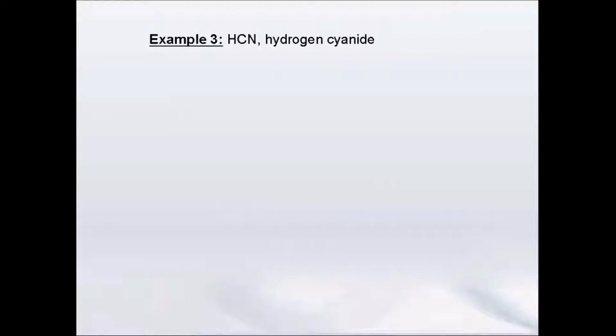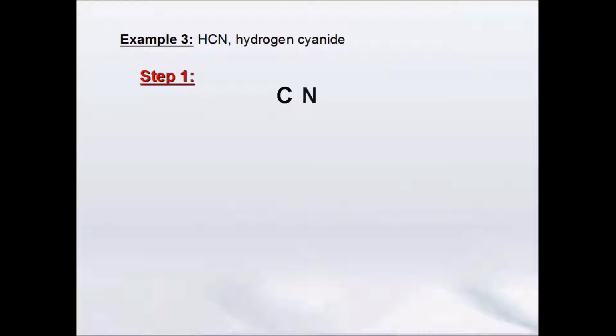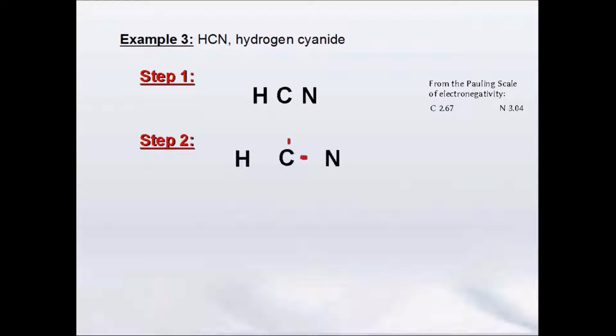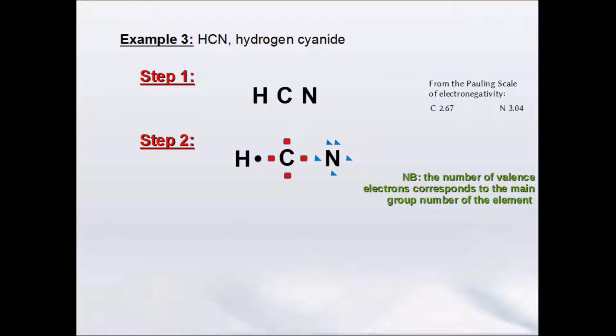The next example will be hydrogen cyanide, HCN. In step 1 we draw the skeleton molecule with carbon as the least electronegative element in the center, flanked by nitrogen and hydrogen. In the second step we assign the valence electrons, 4 for carbon, 5 for nitrogen, and 1 for hydrogen. We see that only hydrogen is satisfied since the S shell only can take up 2 electrons.